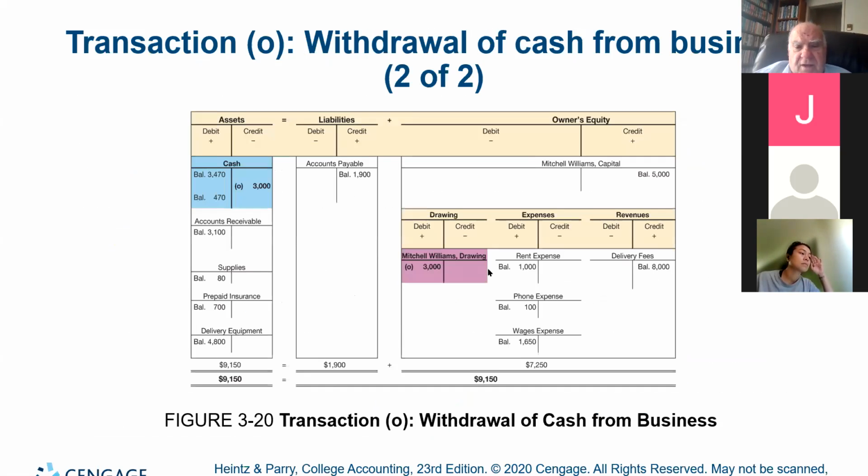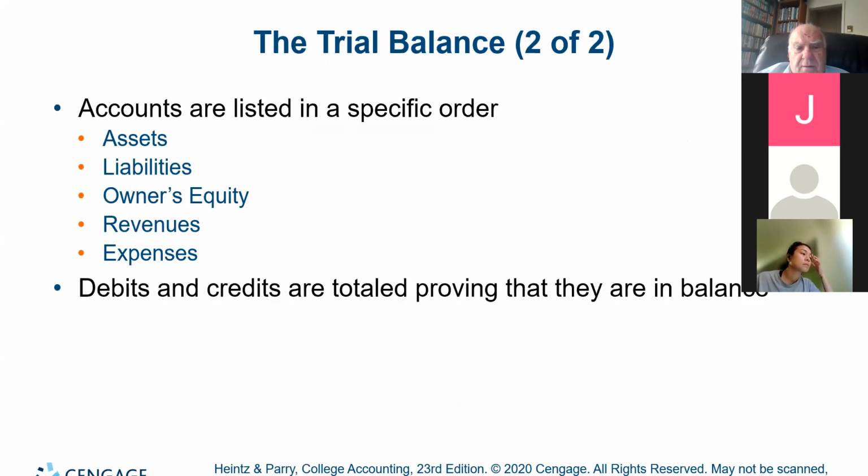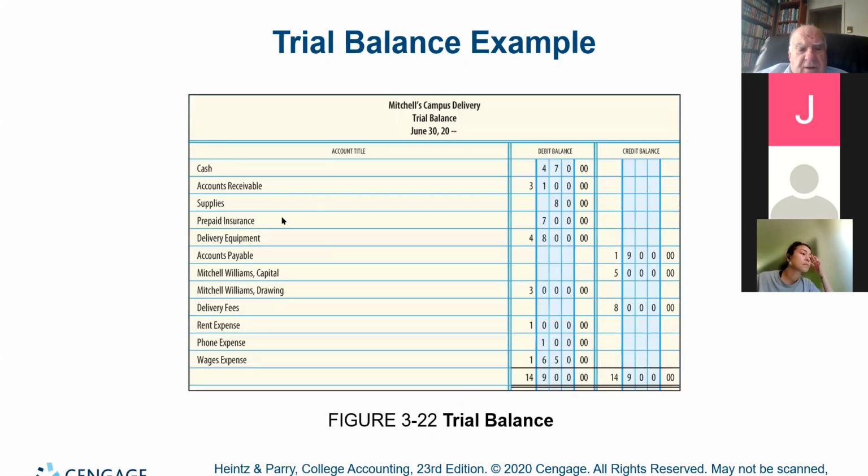We prepare these transactions like this. We come up with the ending balances and we bring them over. Now I told you about that horizontal line across the page above delivery fees. Everything above that line is your balance sheet. So now we're ready to prepare the balance sheet.